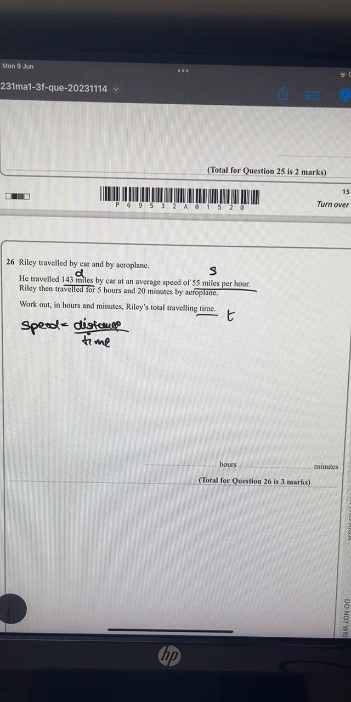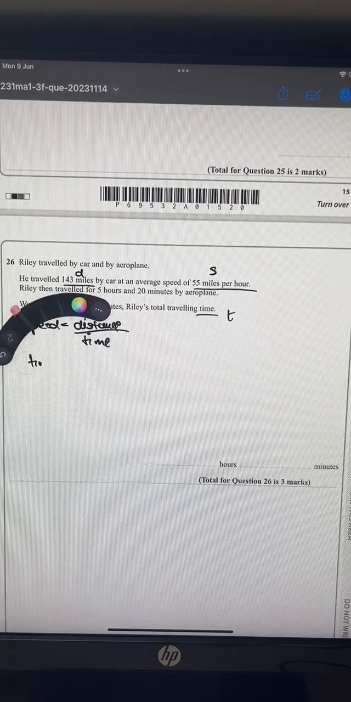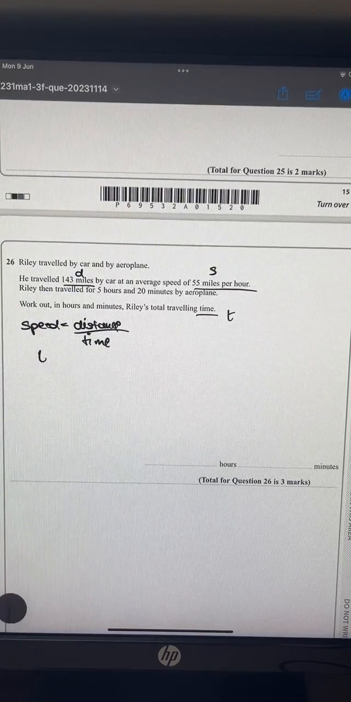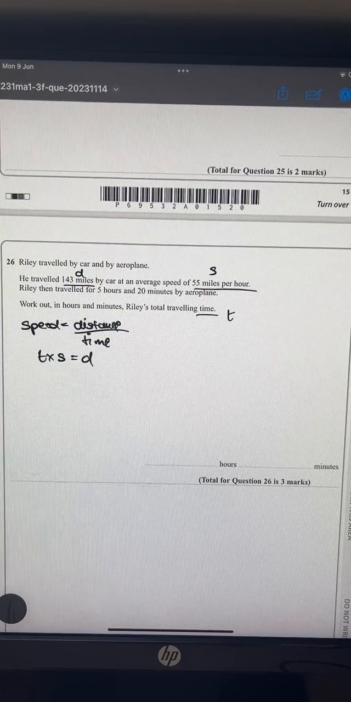So I need to find the time, right? So let's rearrange. I want to get time on its own. So I multiply through by time. So I'm just going to put the letters now. T times S equals D. I want T alone, so I do the inverse of here. I'm multiplying, inverse of that is division. So T equals D over S.